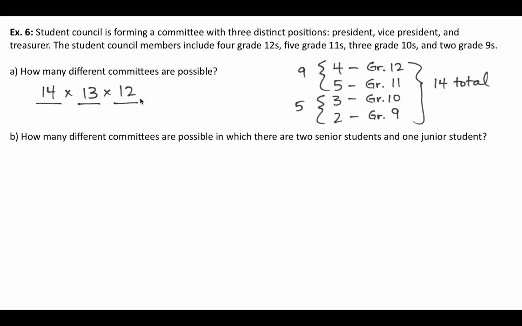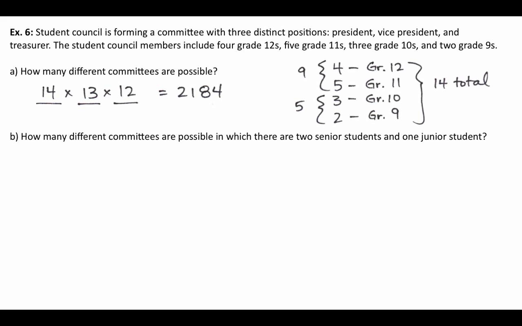Why haven't we allowed for repetition of digits? Well, because we don't want repetition of people. We don't want the same person inhabiting 3 different roles. That means as soon as we've used up a person for president, they're no longer in the race for vice president. And then once we've got that person, they're no longer in the race for treasurer. So the total number of different committees of president, vice president, and treasurer that are possible is 2,184. So lots of different ways we could fill those roles.